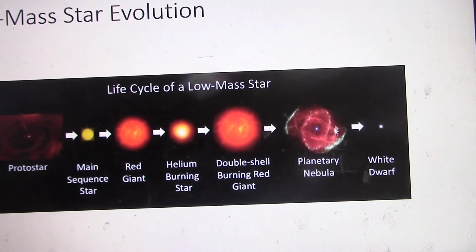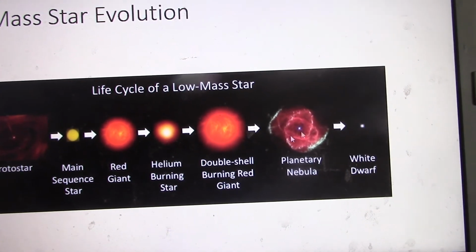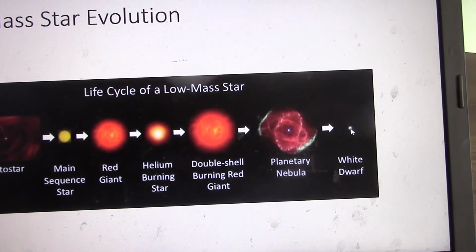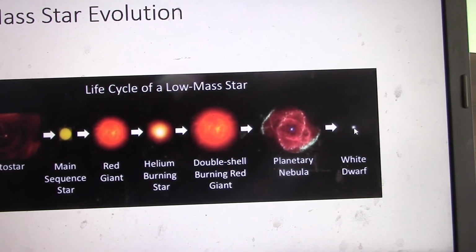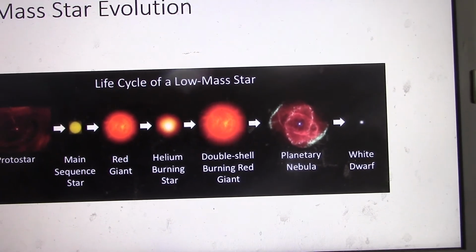So this is a dead star. This gas and dust will then make new stars. So as a star dies, its remnants will be recycled, and then a low mass star will end up as a white dwarf, a very dense helium core object.